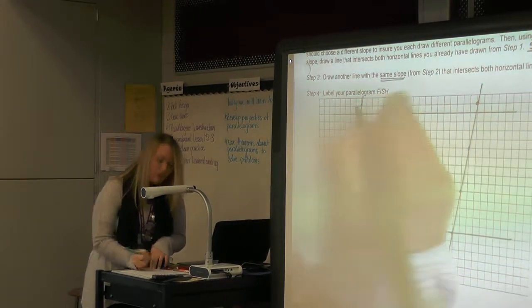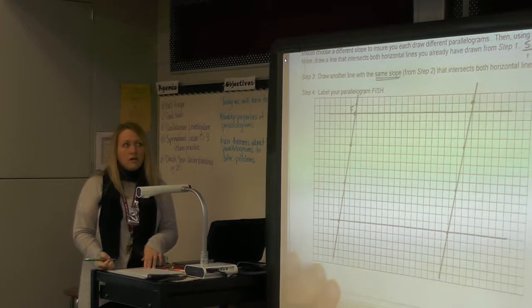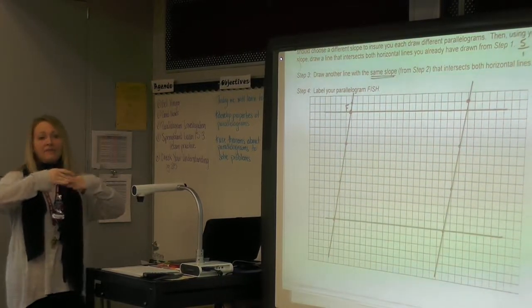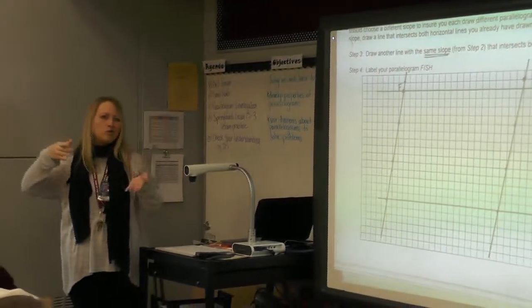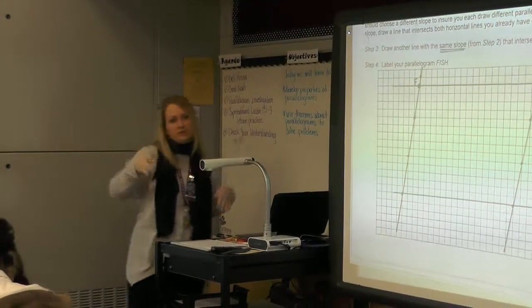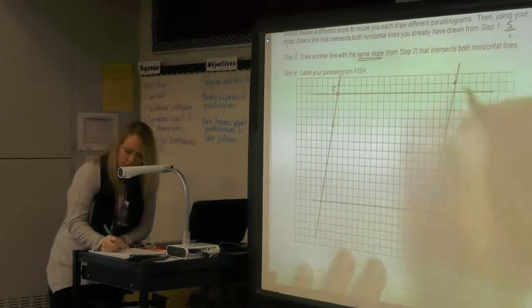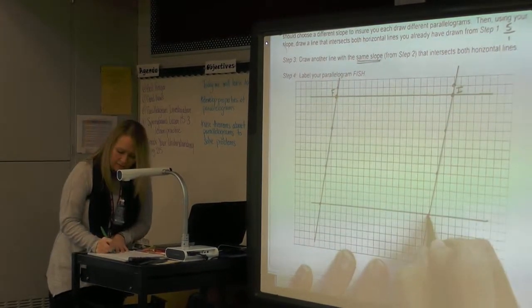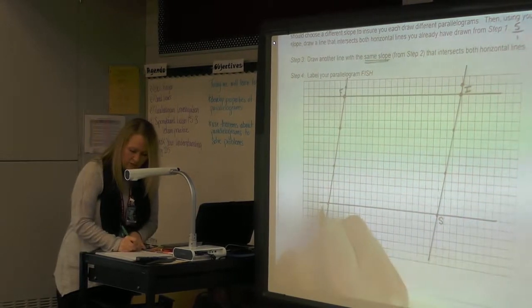Can we erase that? You can if you want. You're going to end up measuring angles later, so you might have to extend your sides to measure your angles. So you might end up just extending them too. But you can. Make sure you use each vertex. We're going to label F-I, this would be S for me, my H is over there.